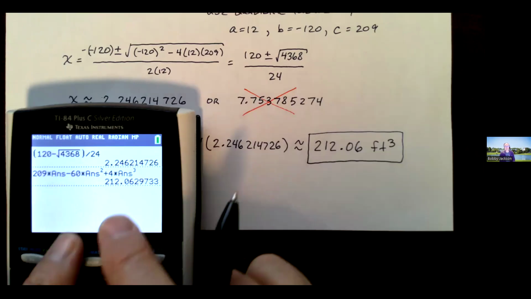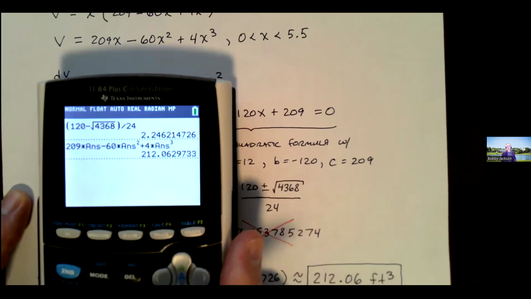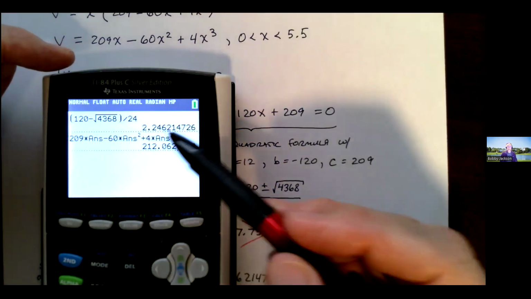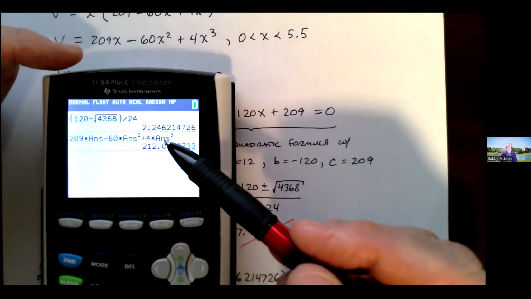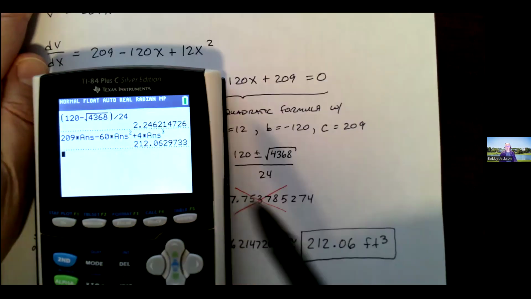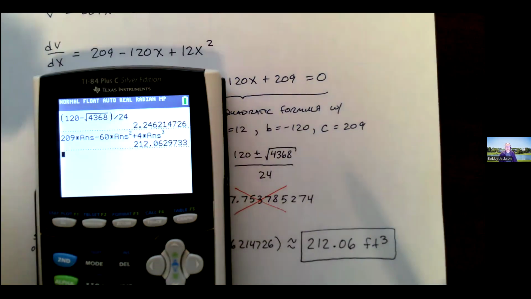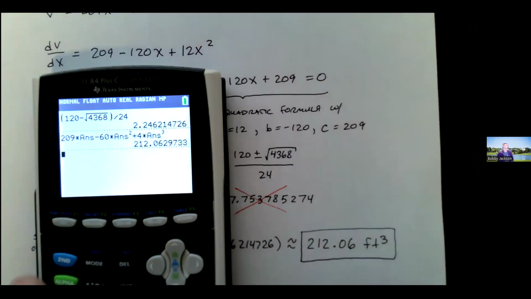I just used the answer feature in the calculator and went up here to the actual volume, right? 209 times answer, which is this value unrounded, minus 60 answer squared plus 4 answer cubed. And we got that. When you finally get the final result, then round off: 212.06. So there's some tolerances, but you can't round off intermediate results. You need to keep everything unrounded until the very end. Okay, this was just part A of the problem.